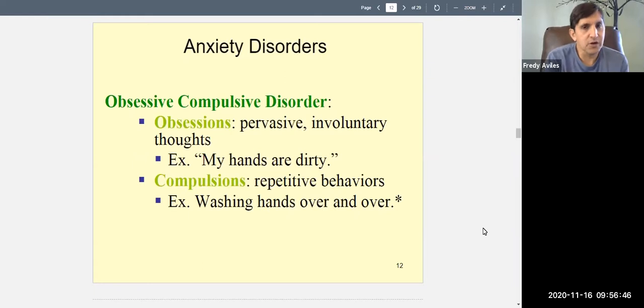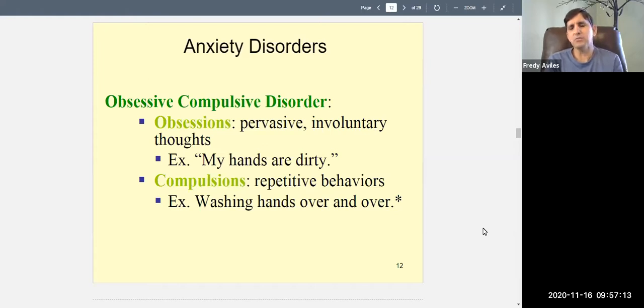Obsessive compulsive disorder, otherwise known as OCD. All of you have probably heard about this one. And the name kind of speaks for itself. You have obsessions and you have compulsions. The obsessions are pervasive involuntary thoughts. Let me explain that. Obsessions are things that you think about that you can't stop thinking about. They're pervasive. They're always there, these thoughts. They're involuntary. You can't control them, and they keep coming back.